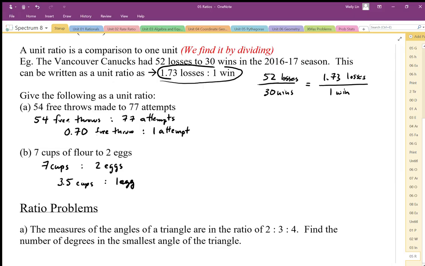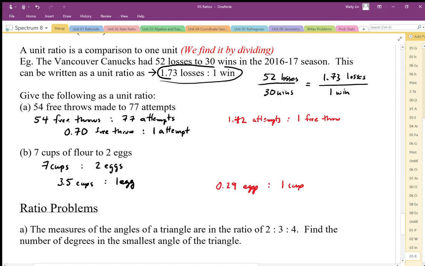So if I try 77 divided by 54 free throws, I get 1.42 attempts for every free throw made. Okay, now although it looks different, the number is different, the ratio is exactly the same. Here, instead of 3.5 cups per egg, I can actually divide 2 eggs by 7 cups. And I end up getting 0.285, so I'm just going to round that to 0.29 eggs for 1 cup. So for every 1 cup, I only need that fraction of an egg.